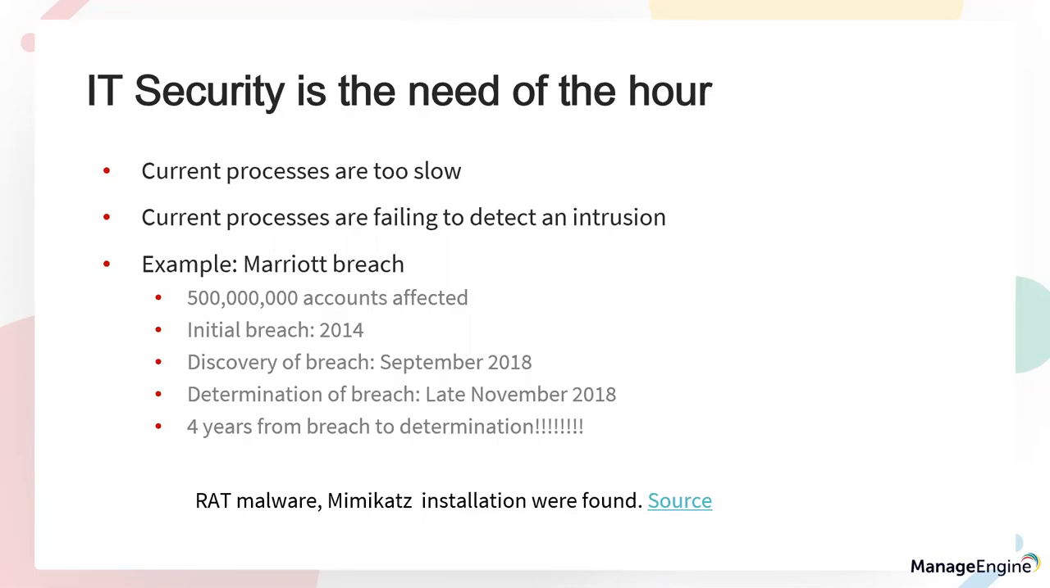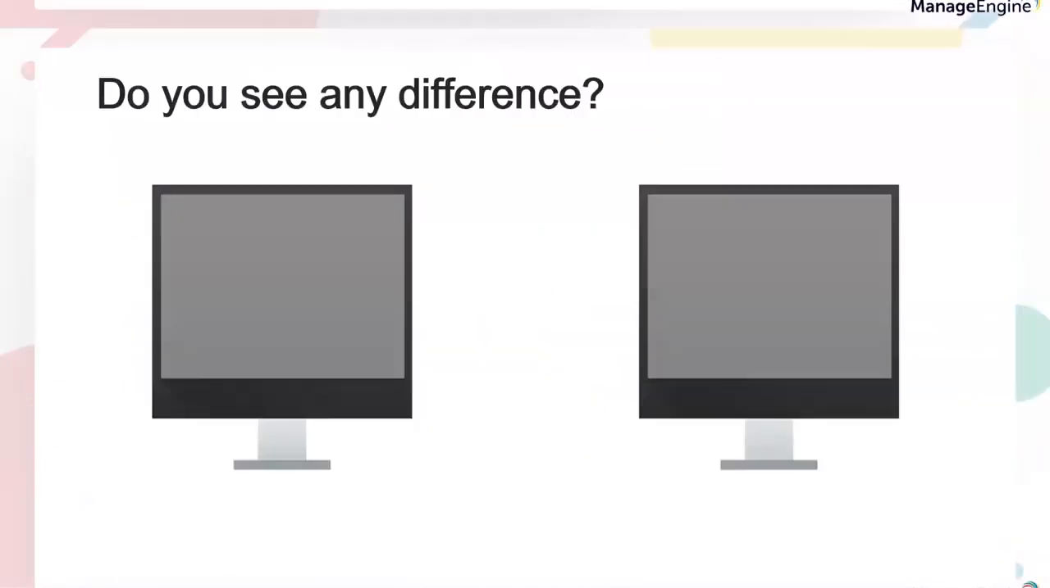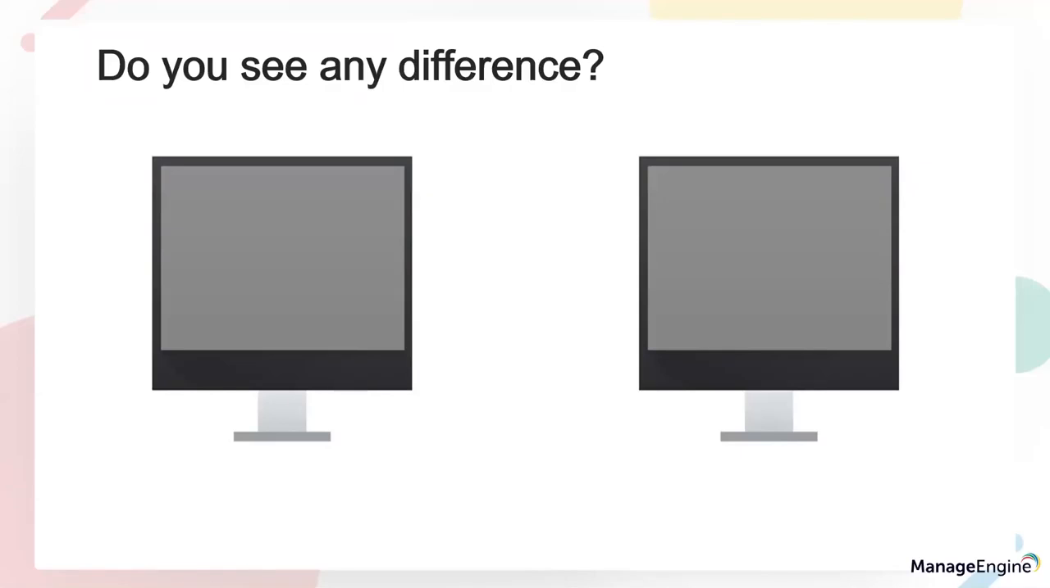But the key problem we have to focus on is, how did this attack happen? Slowly digging deep, decrypting the attack, RAT malware and Mimikatz installation were found on an endpoint. This is where you need an endpoint, or rather a SIEM solution, poking into every single corner of your organization, right?